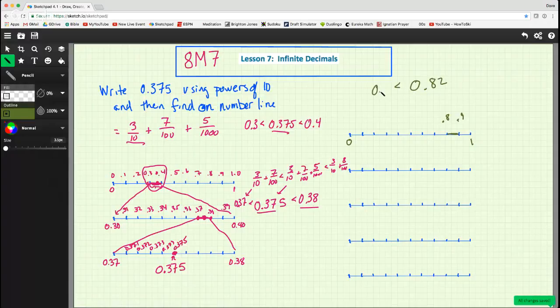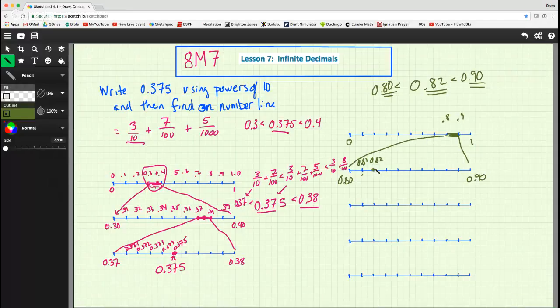0.8 is less than 0.82, which is less than 0.9. And I can put these zeros on here to make it really clear. This is 0.80, 0.82, and 0.90. So it's very clear that we're on this bar here. So now if I say over here, this is 0.80, and this is my 0.9, which is 0.90. This becomes 0.81, 0.82, and there we have it.